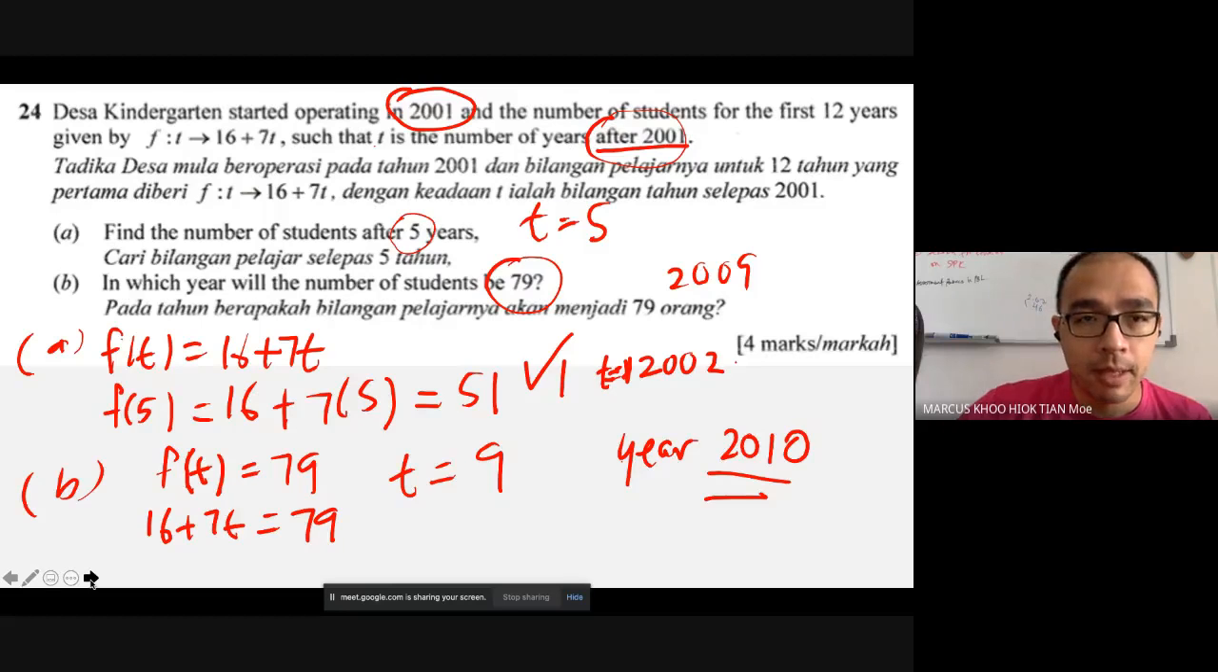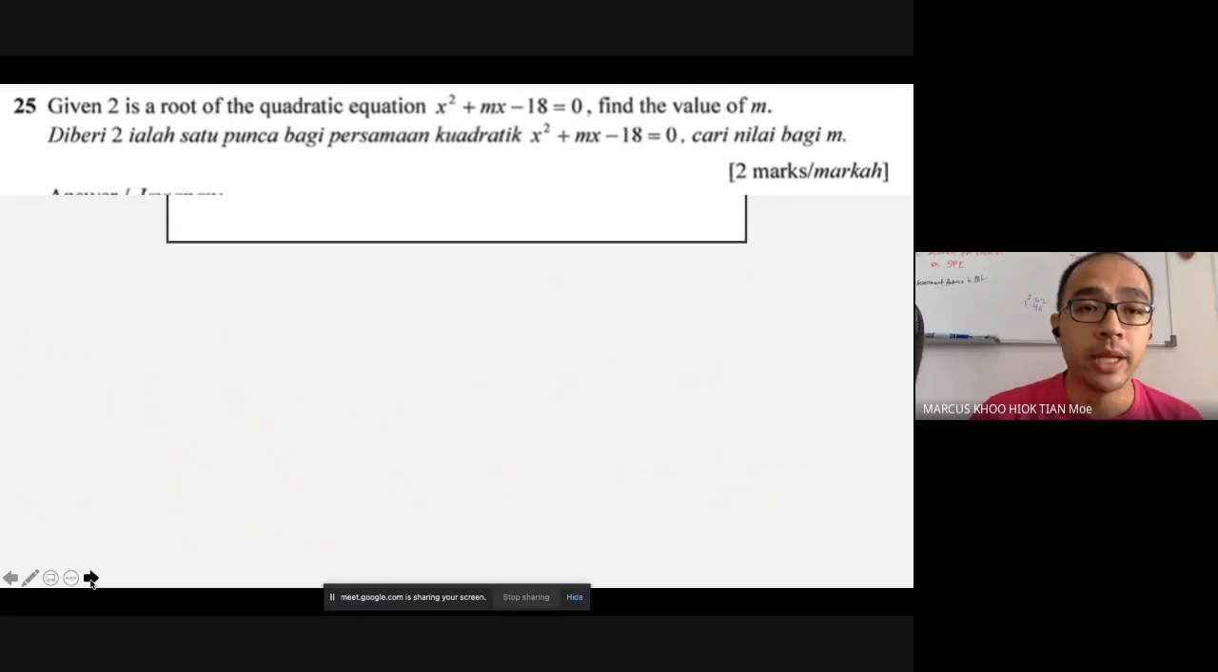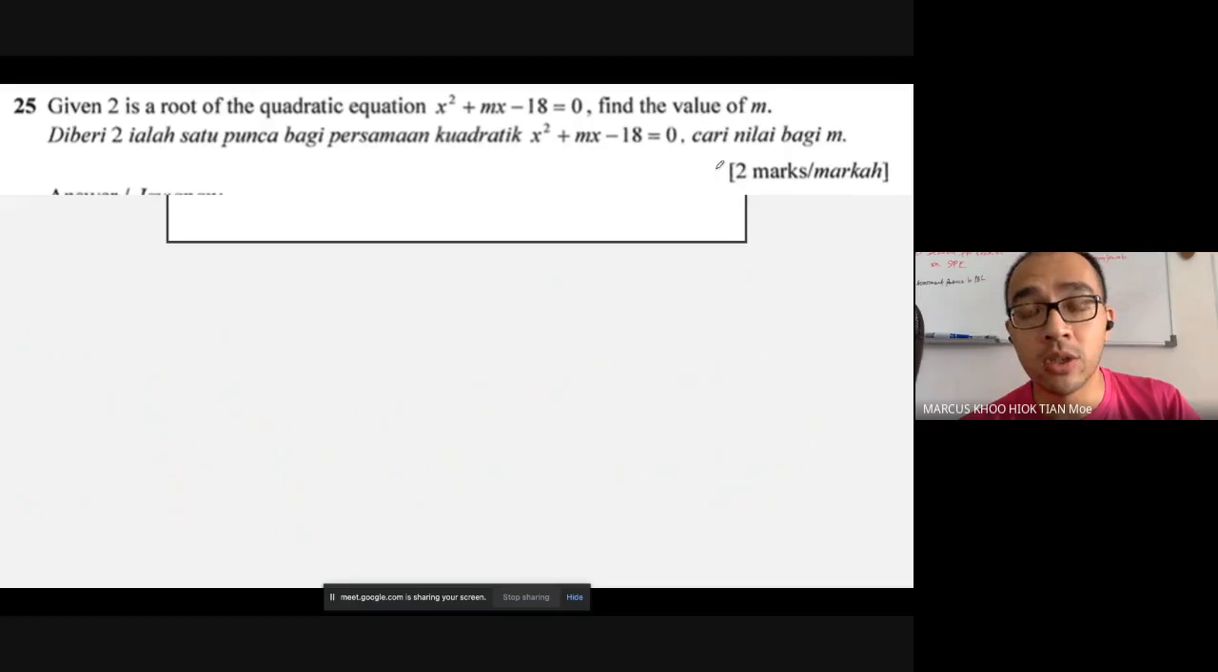All right, last question. Almost there. Now, given 2 is the root of the quadratic equation, find the value of m. This question is 2 marks. 2 marks means it's a very easy question. And we find that AddMaths paper 1 is like this. The easy questions, the hard questions, dia kasi campur-campur saja.